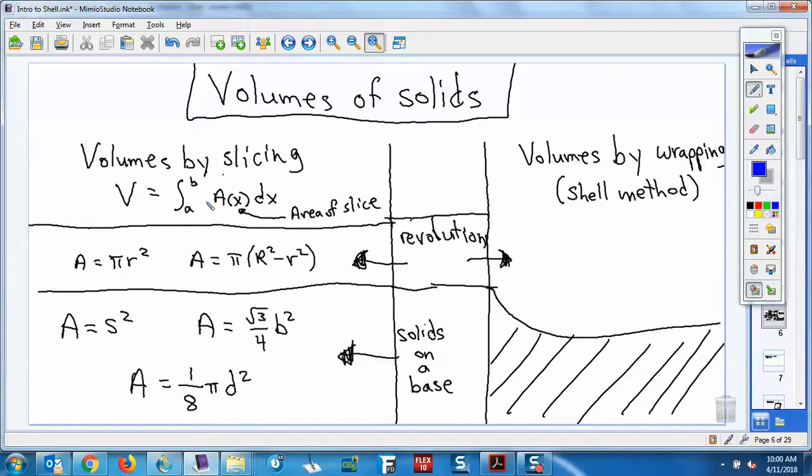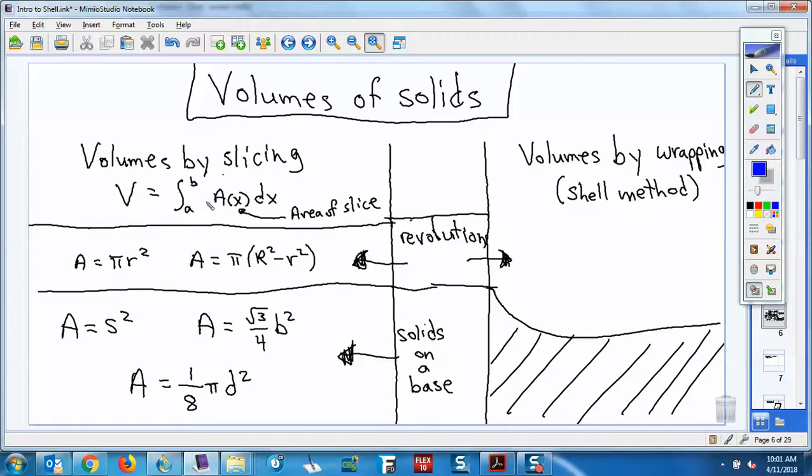First of all, we've got our method of volumes by slicing. It's called the shell method because you use shells, whatever a shell is. I don't actually like to call it the shell method. I mean, that's what it's called, but that's why I say by wrapping. We'll get into that.